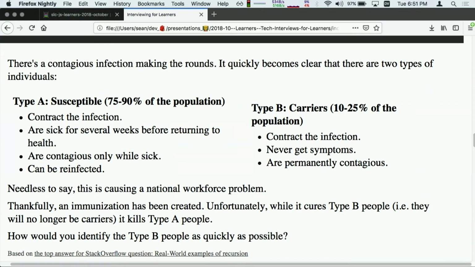It's not far from it, but the idea is, if you have somebody who is already type A, they're already sick, basically you track to see everybody that you can find around them that they have interacted with.